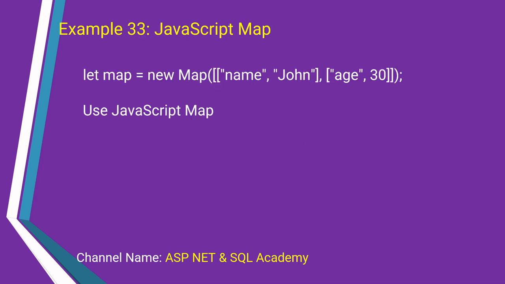Example 33. JavaScript Map. Map is a data structure that allows us to store key-value pairs. We can use the Map constructor to create a new Map. For example, let us create a Map that stores the names and ages of people.